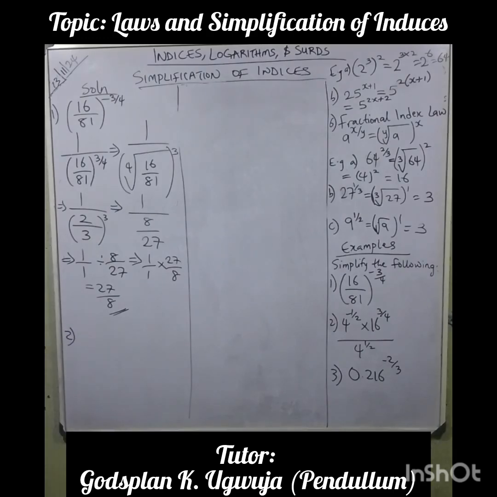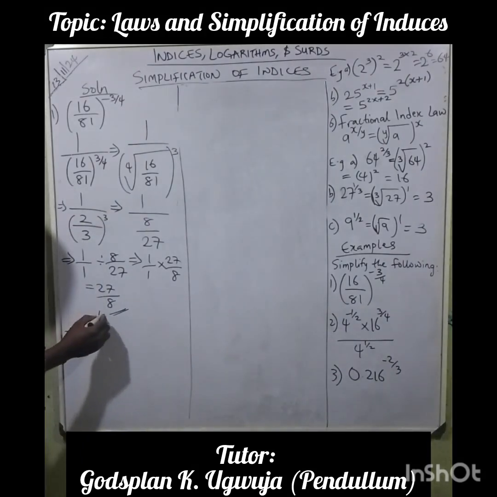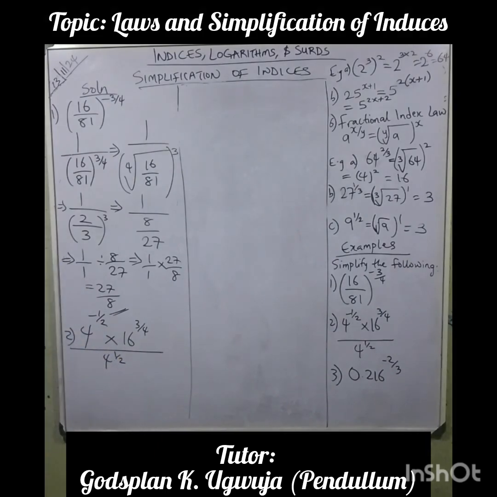Then number 2 says we have this: 4 raised to power minus half times 16 raised to power 3 over 4 all over 4 raised to power half. Now the first thing you do in this kind of situation is to put everything in the same base. If you have a number like this and you are seeing that this is indices because they all have powers, put them in the same base. So here, this is already in base 4. Let me just put this one in base 4. That's the simplest thing to do.